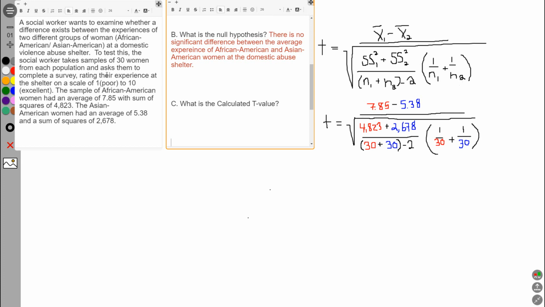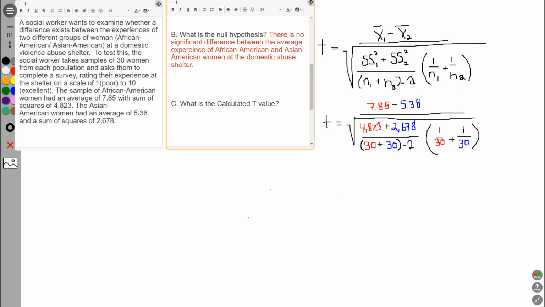So here's what I did. You can see that in the fact pattern, the first number we come to is 30, and that's the number in each sample. That's going to be, of course, the N value. So anywhere I saw an N, we have 30. There they are.